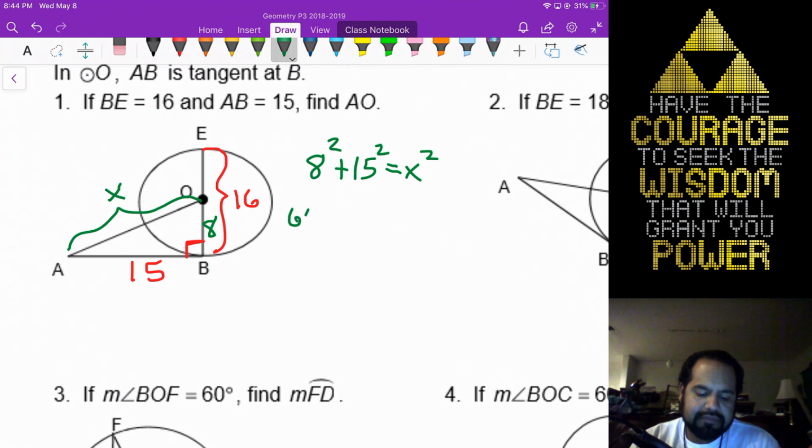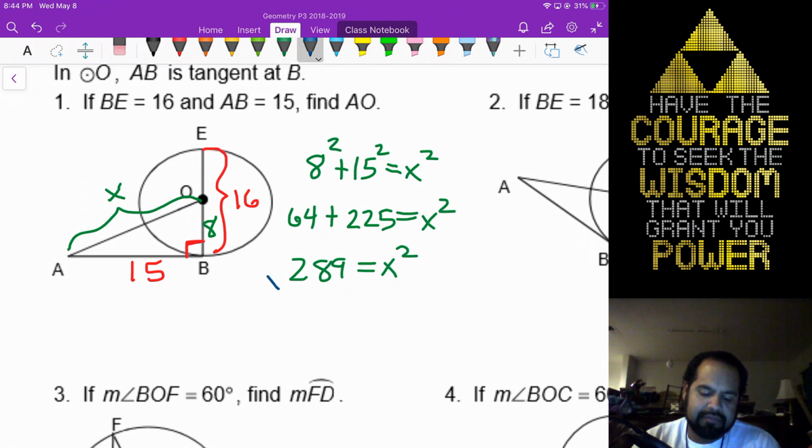Now 64 plus 225. Let's see here. 289. And when you take the square root of both sides, x is going to equal 17.